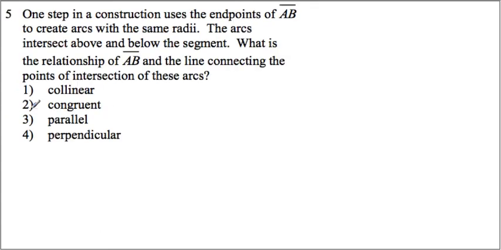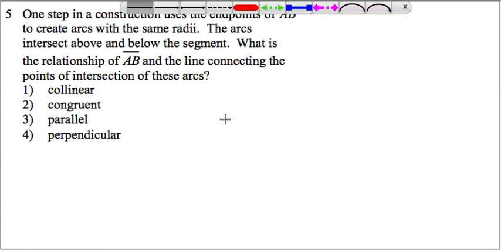Alright, let's look at number 5. One step in a construction uses the endpoints of line segment AB to create arcs with the same radii. The arcs intersect above and below the segment. What is the relationship between line segment AB and the line containing the points? So in this case, I know that it's going to take a little bit of time, but why don't I show you what they are talking about here.